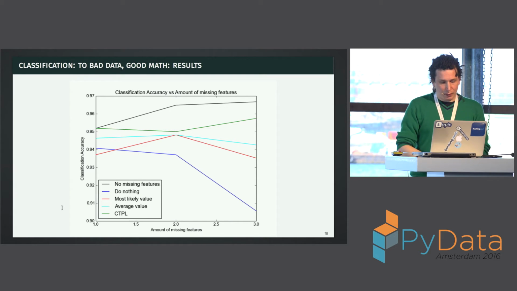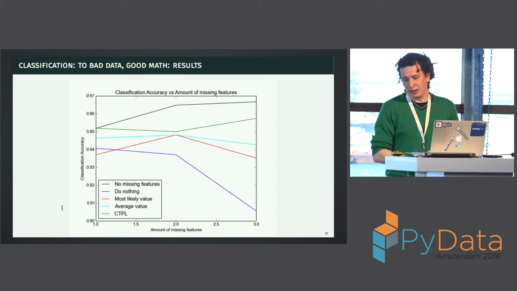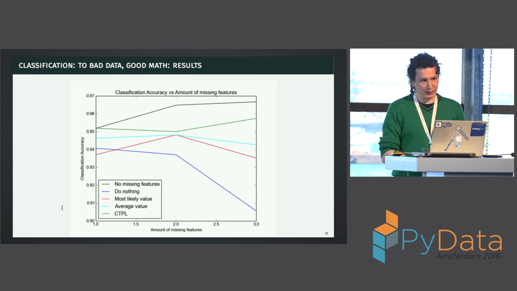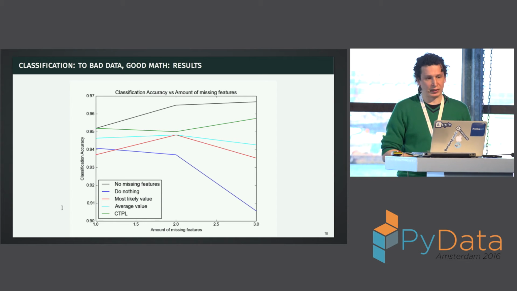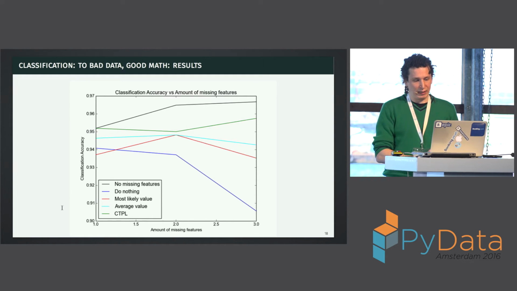So here are the results. On the x-axis, you have how many pixels were removed from the test set. On the y-axis is the classification accuracy. This is a pretty balanced data set, so accuracy is a fair metric. And there are 5 lines.